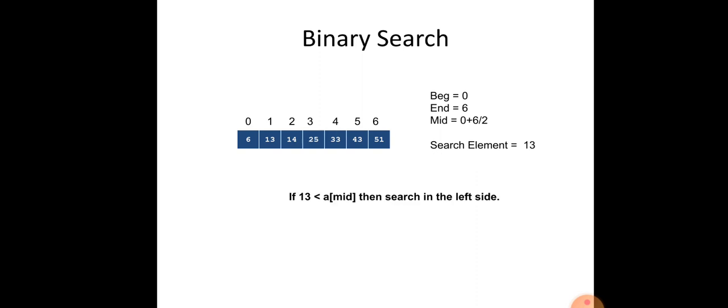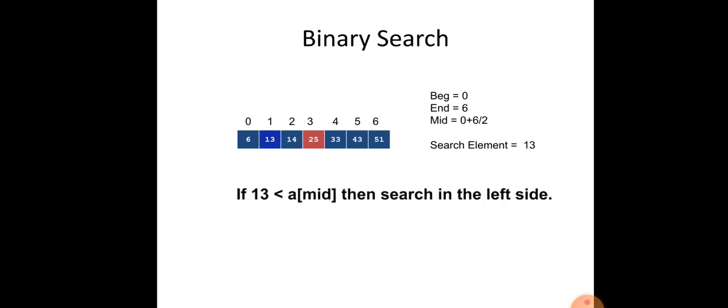Next, the search element given is 13. First the beginning equals 0 and the end equals 6, and then the middle value equals 0 plus 6 divided by 2, so the middle value is 3. But the search element is 13, so the key element does not match the middle value, and then it goes to the next condition. That is, if 13 is less than a of mid, then search in the left side.